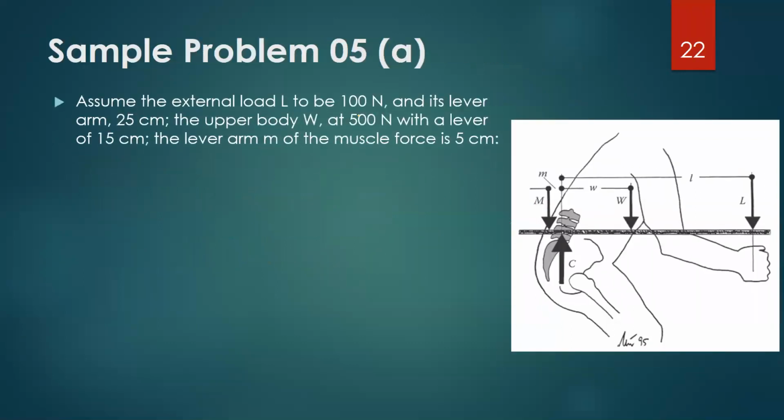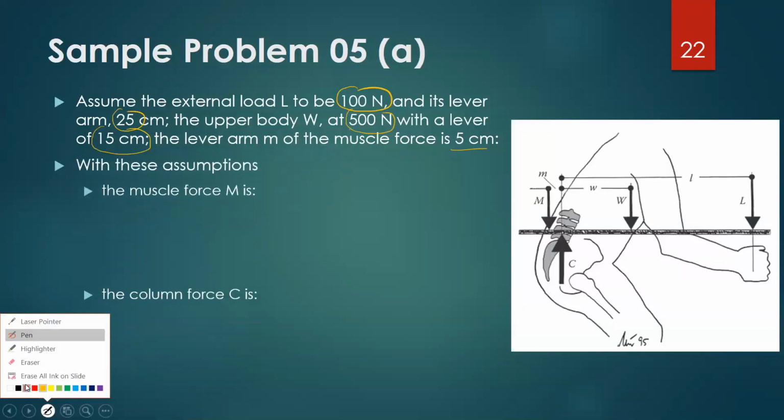So assume that external load is 100 newtons and its lever arm is 25 centimeters. The upper body weight W is 500 newtons, and its lever arm is 15 centimeters. The lever arm m of the muscle force is 5 centimeters.